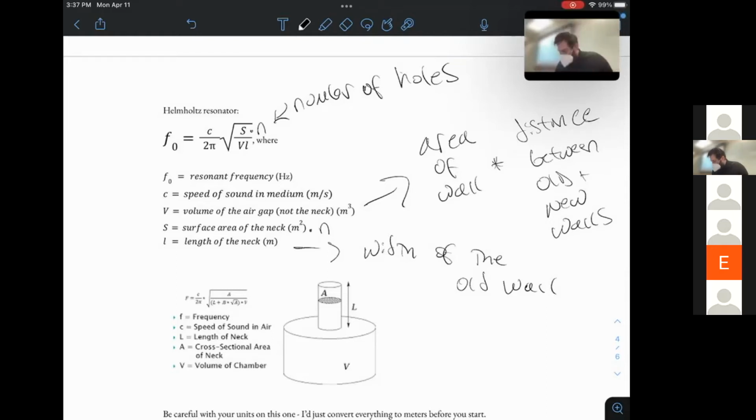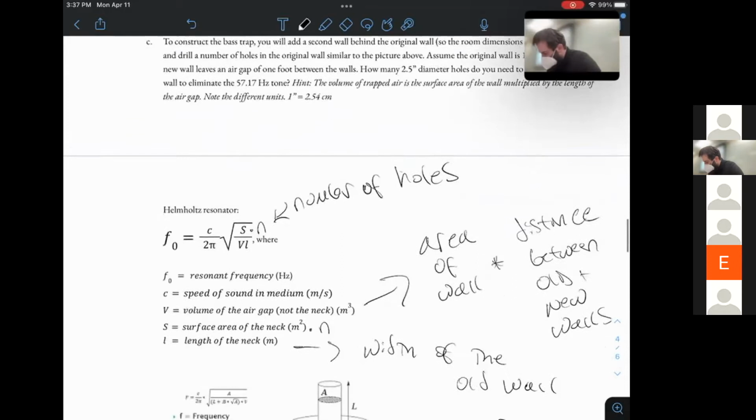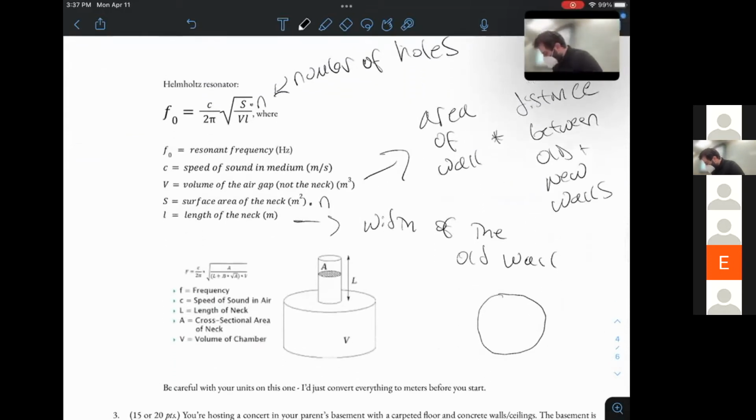And the surface area, just to be clear, is just this. We're looking at this hole straight on. We know the diameter is 2.5 inches. So I'm looking right at the wall now, 2.5 inches. So pi r, which is d over 2, squared. S equals pi (d over 2) squared. So just convert that 2.5 to meters and plug it in there and you're ready to go.